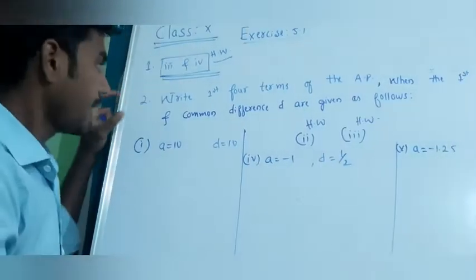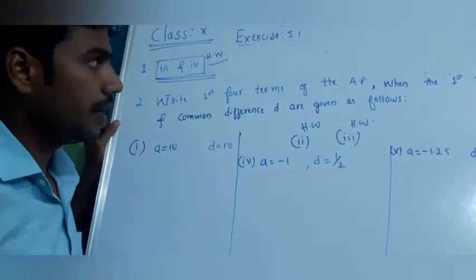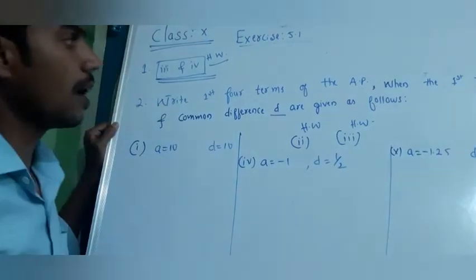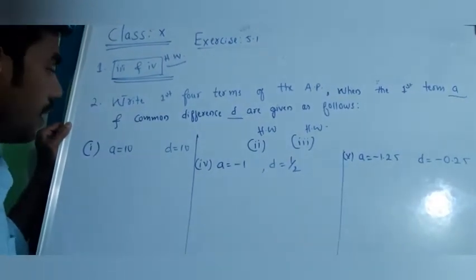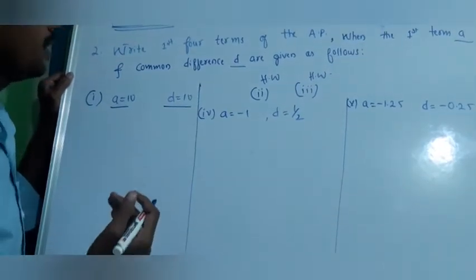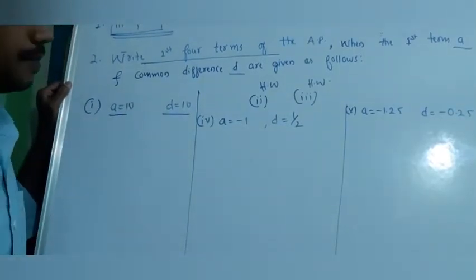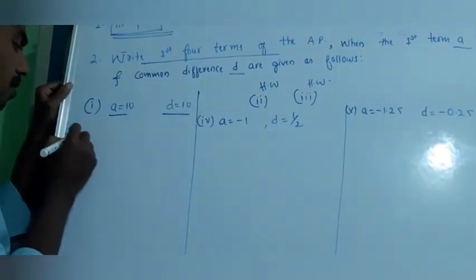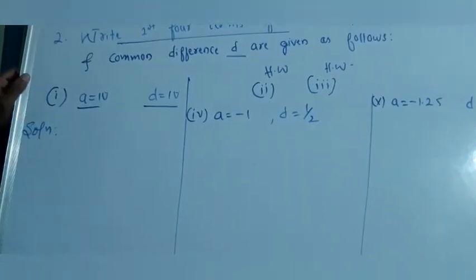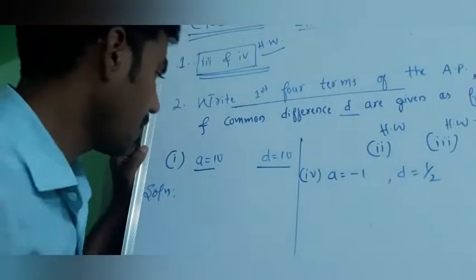Second question, second main: write the first 4 terms of the AP when the first term A and the common difference D are given as follows. Here A is given, D is given. What we need to do is write the first 4 terms of the AP. So how are we going to write? Whenever the first term is given to us, to get the next term, we need to add the common difference. That is the basic procedure.